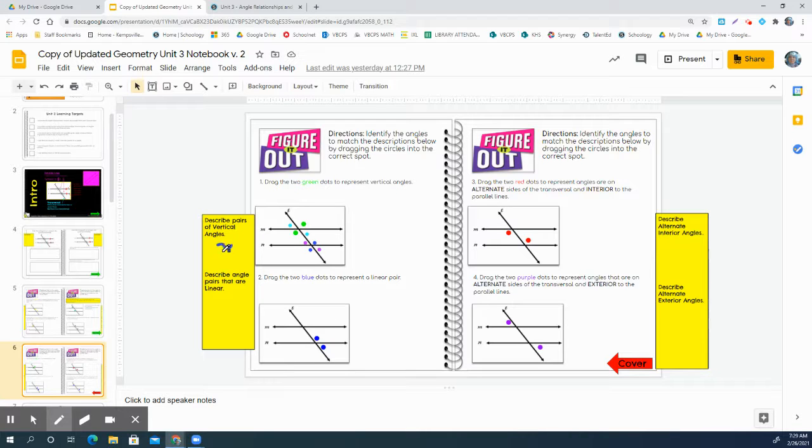The symbol is congruent. And they're going to be in the same intersection. So in this box, please type that they are in the same intersection and they are congruent, vertical angles. That's from last unit. Congruent and same intersection.